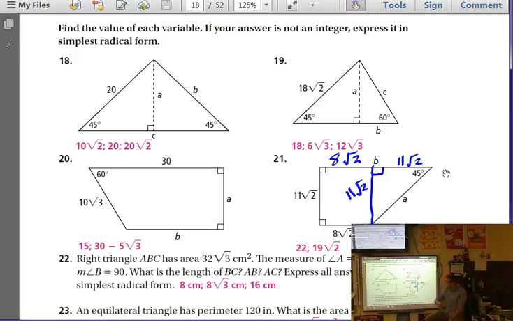Wait, how'd you get A? How do we get A? Then I know that because it's a 45-45 right triangle, I have 2 angles the same. How does my hypotenuse compare? It's radical 2 times the short side, which is 11 radical 2. So it's going to be radical 2 times 11 rad 2. Radical 2 times radical 2 is radical 4, which is 2, times 11 gets 22.